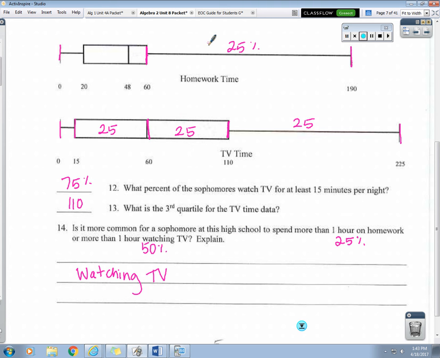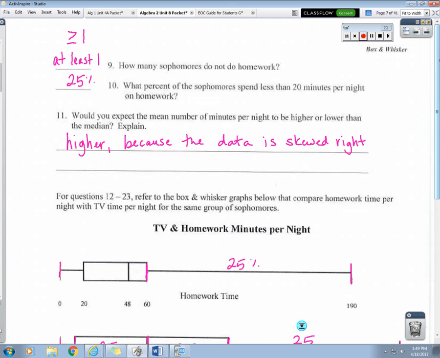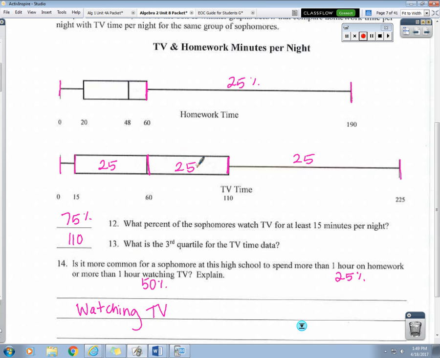Okay, now I'm going to leave this part projected on the board so that you don't have to flip back and forth, but I want you to turn to the next page and answer questions 15 through 23. They're true, false, or cannot be determined. Number 15. Some sophomores did not watch TV that night. That is true, because if you look at the box and whisker plot, you'll see that at least one kid said that they watched 0 minutes. So some sophomores didn't watch TV is true.